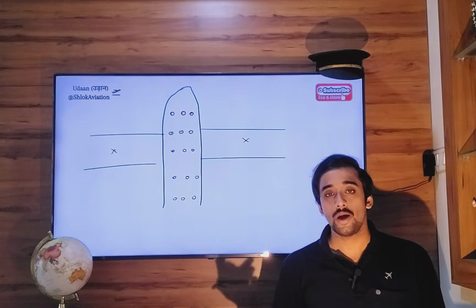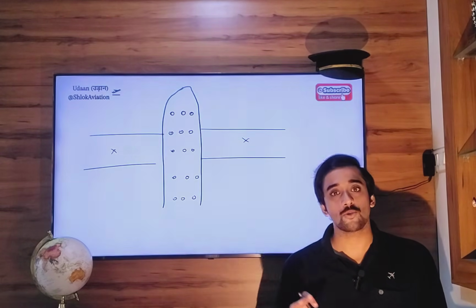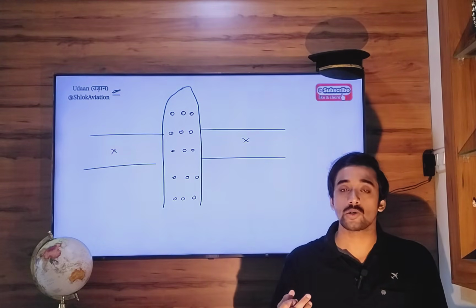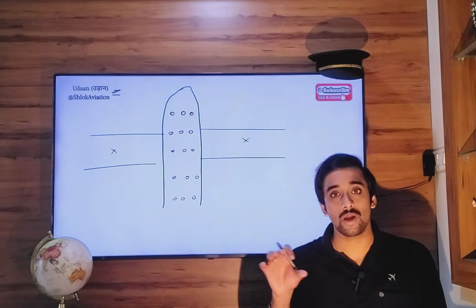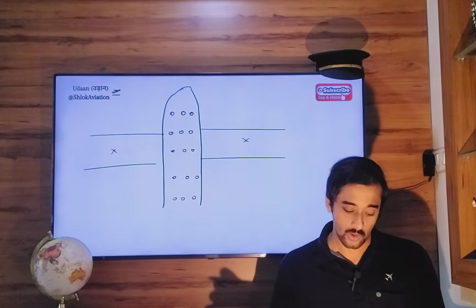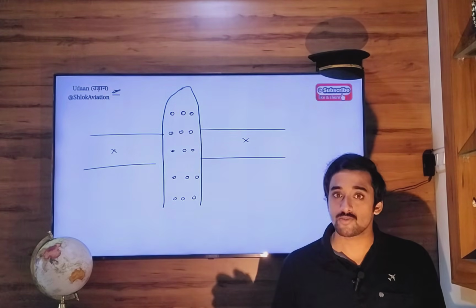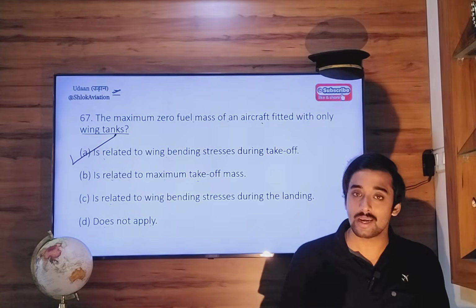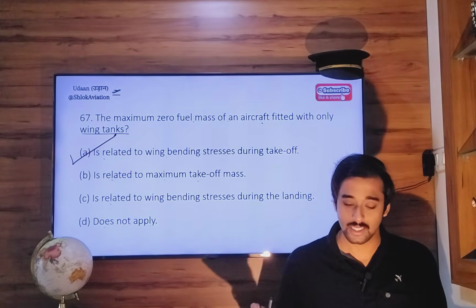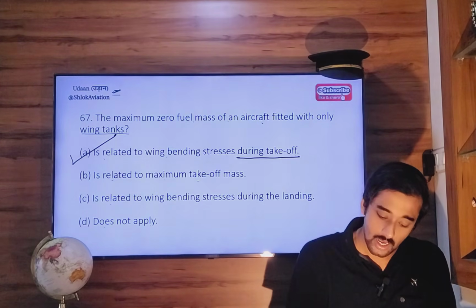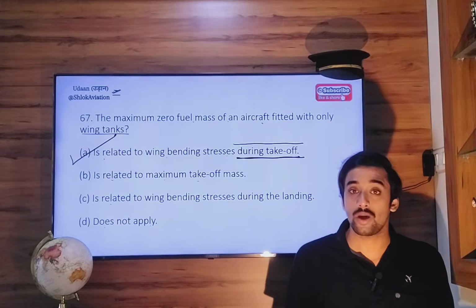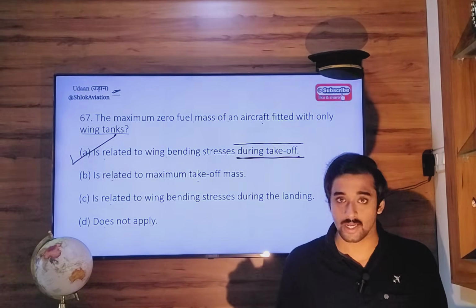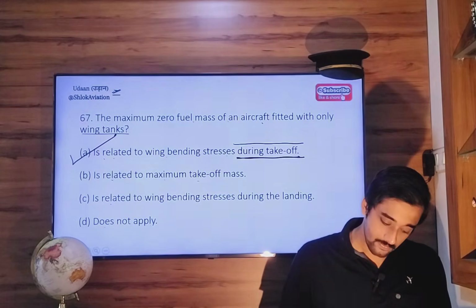So you can load your aircraft with payload or traffic load only up to a certain point. If you exceed that point, that extra traffic load will be imposing tremendous stress or loads on the wings of your aircraft. Okay, so that's why maximum zero fuel mass is mentioned, and it's related to wing bending stresses, stress imposed on wings at the time of takeoff. At the time of takeoff, your aircraft is very heavy, heavy with passengers, traffic load, as well as fuel in the fuel tanks. Okay, so that is the answer.